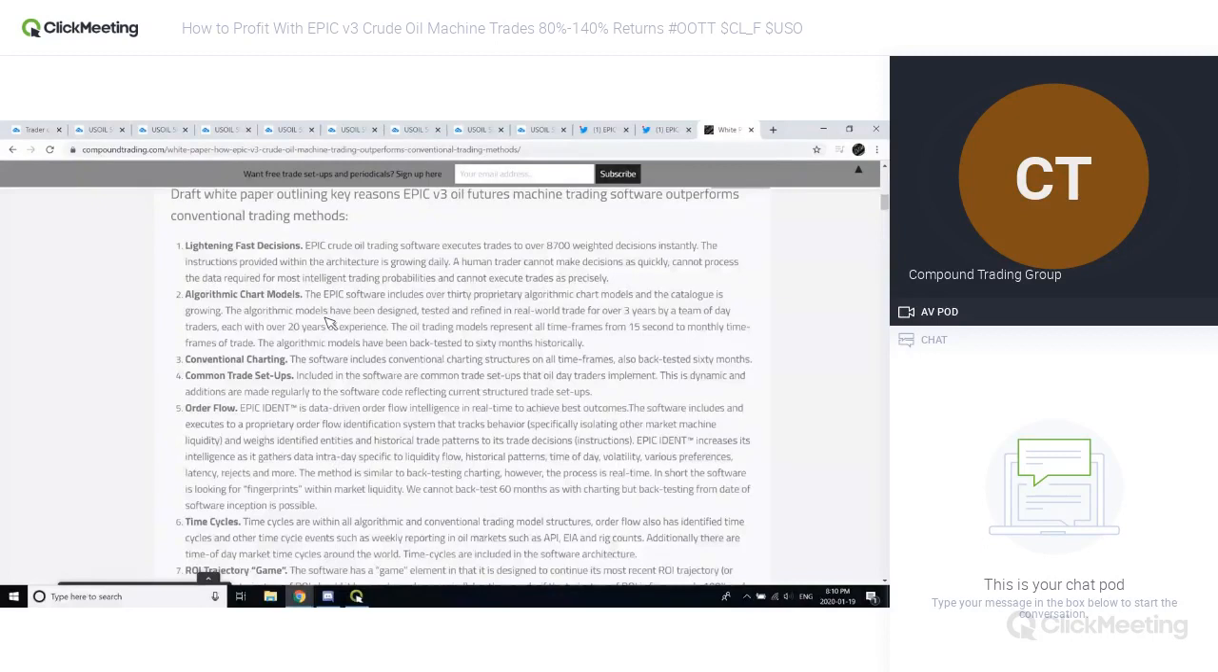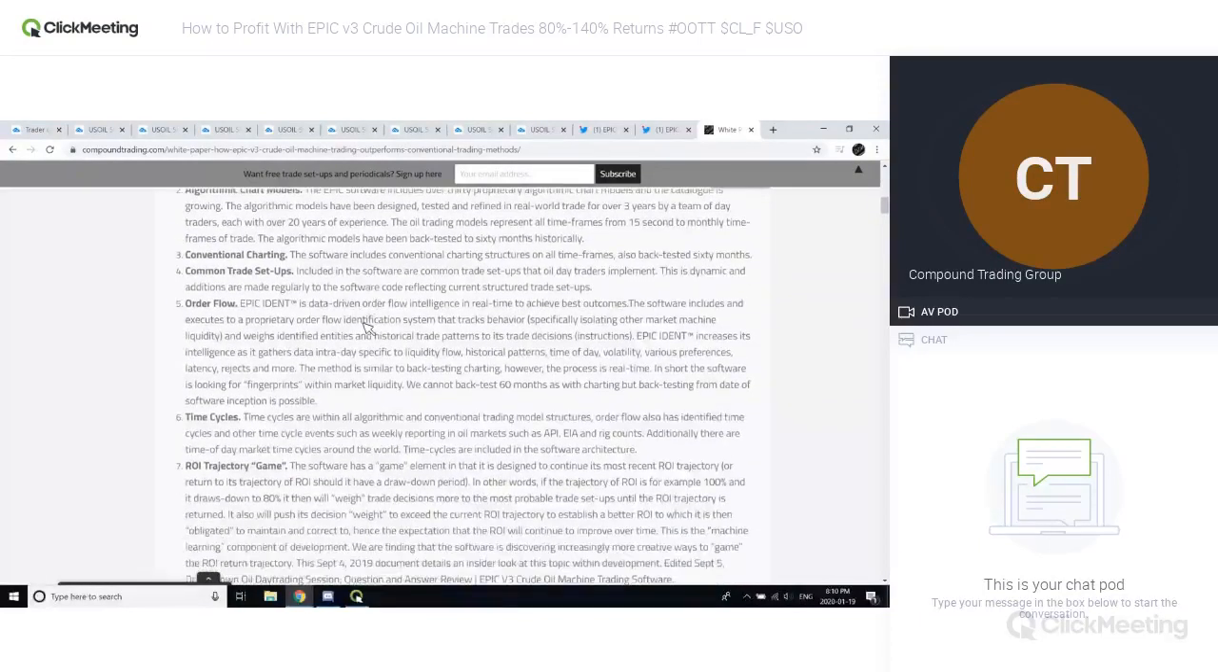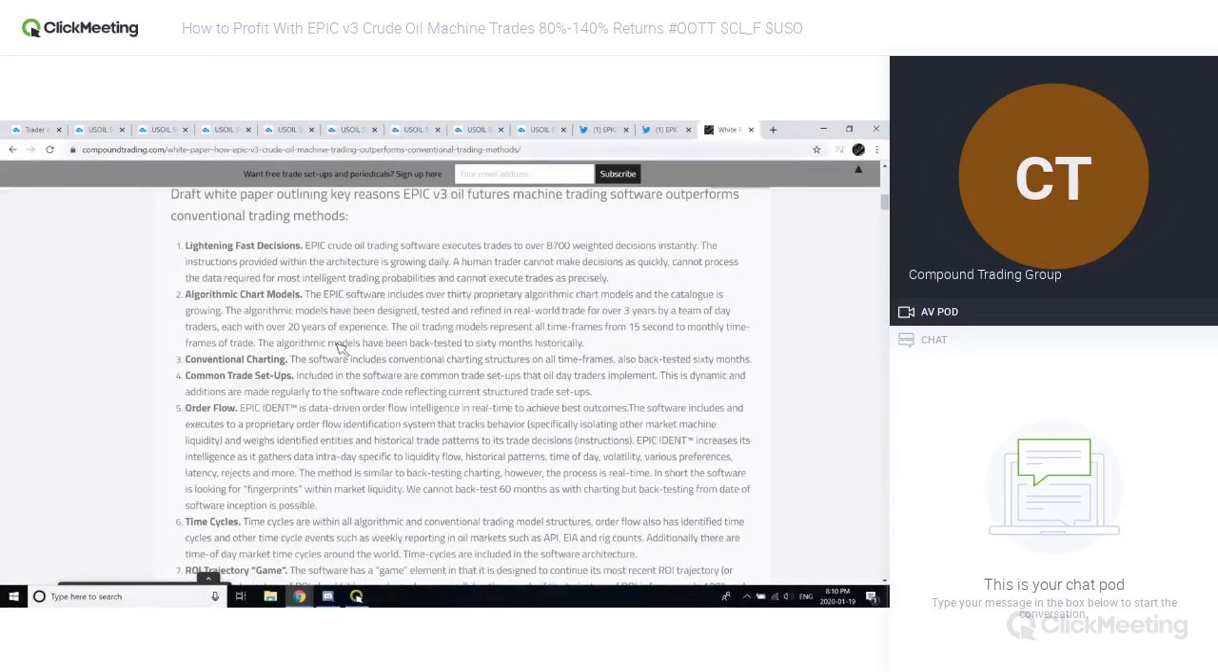algorithmic chart models that it fires on and, you know, weighted against each other. And it's also got conventional charting. So it can make the decisions really quick on 31 different models and conventional charting. And then it's also got the conventional trade setups. But that's the charting part and the structured model part.